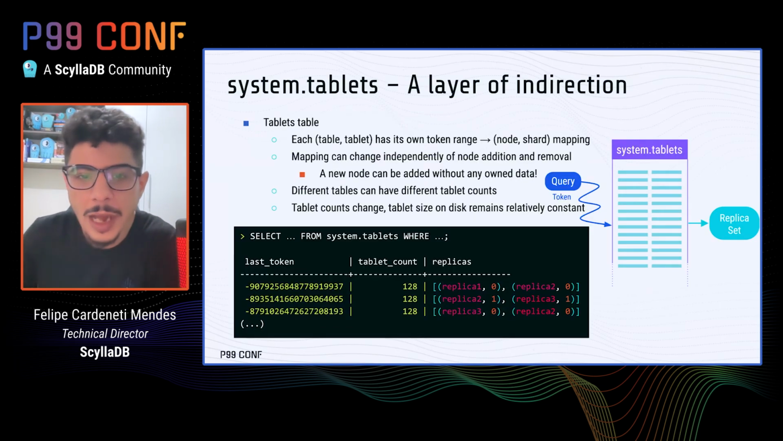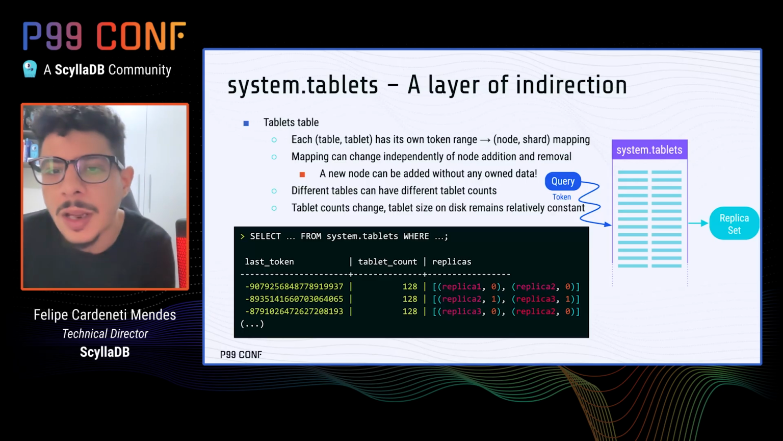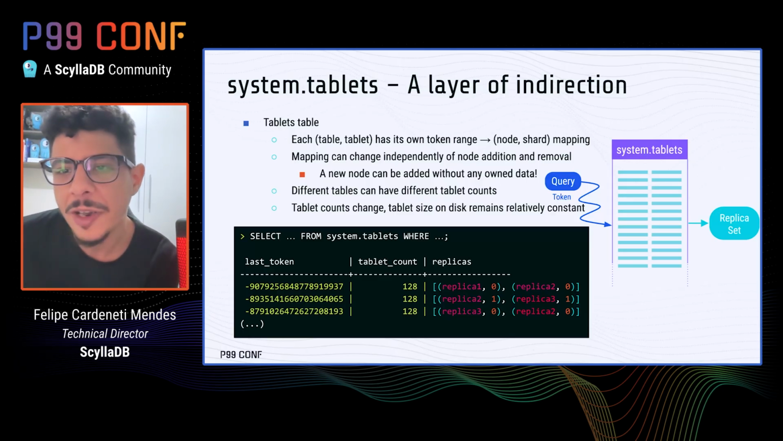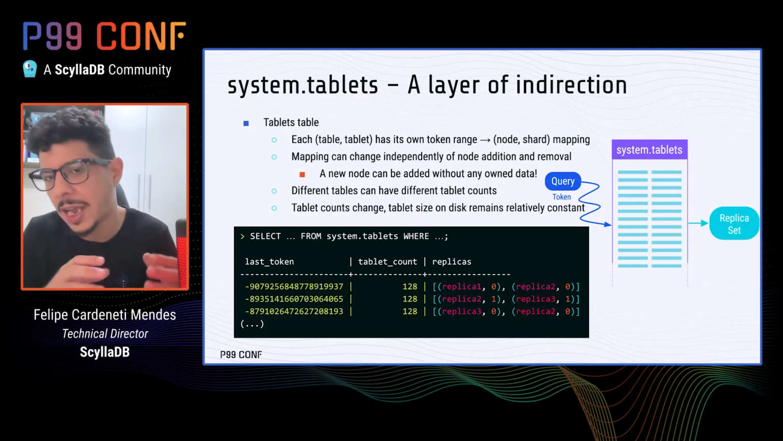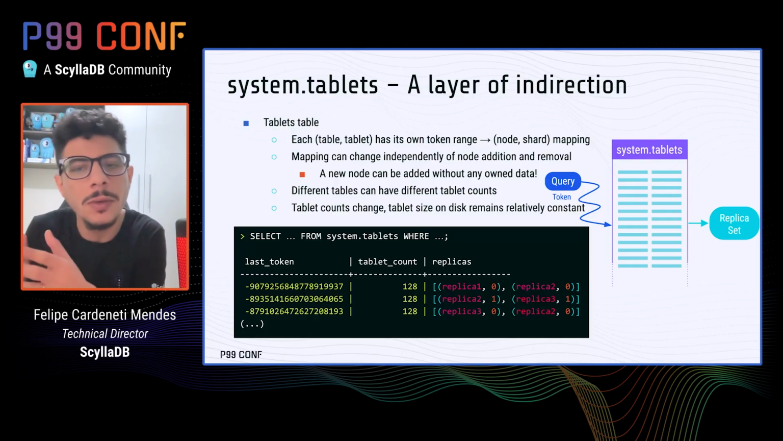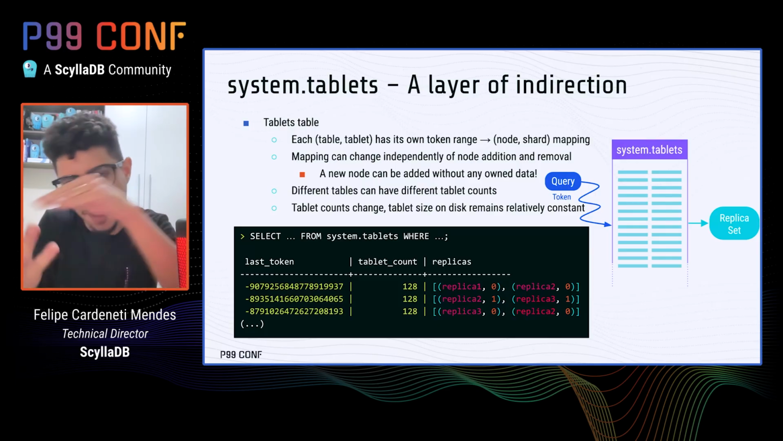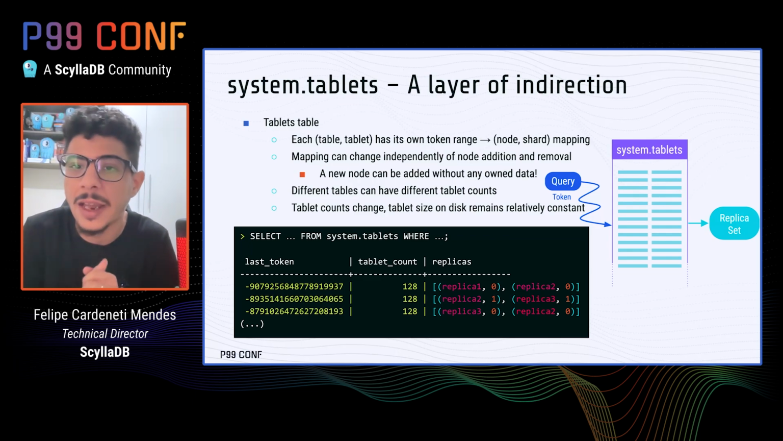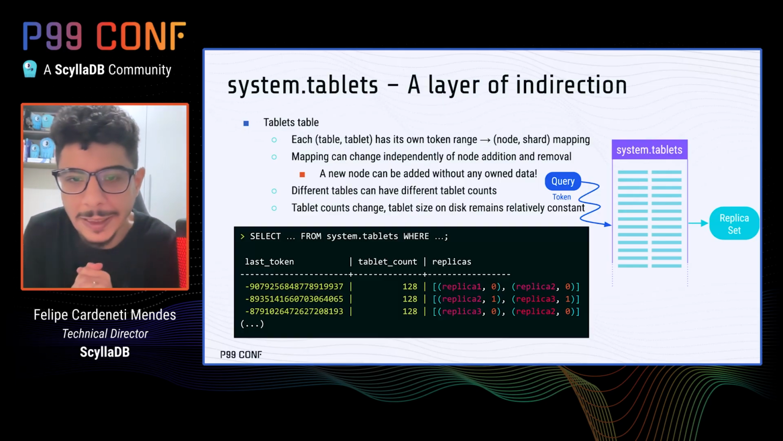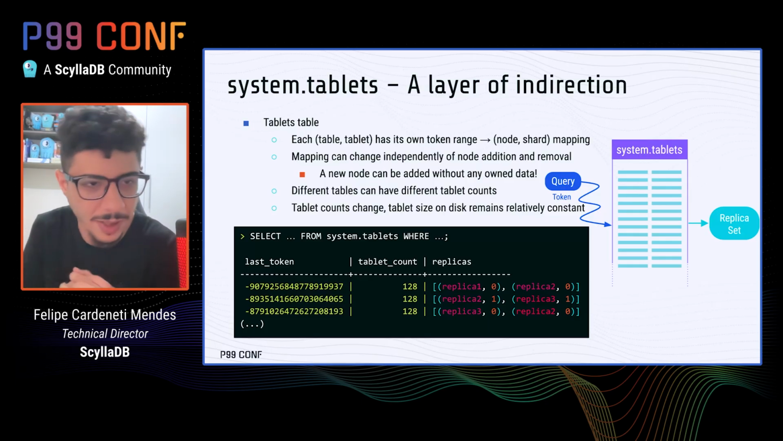And tablets come with an auxiliary table called System.tablets, which happens to be a layer of indirection between vNodes token ranges and tablet ownership. The way it works is that each table and tablet gets assigned its own non-overlapping token range and maps to nodes and replica shards. As demonstrated by the CQL example on this slide, where we have one table with 128 tablets, and each of those tablets has two replicas.